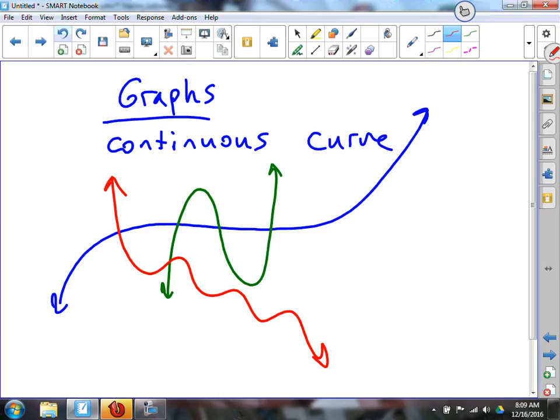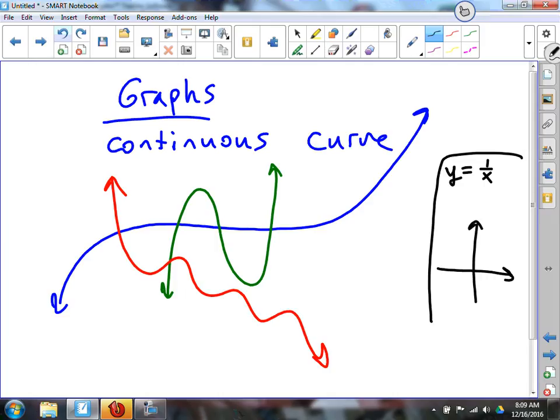A little side note, if we were to graph something like y equals 1 over x, the graph of that particular function looks like this, more or less. Okay, that graph has holes, breaks, and jumps in it.